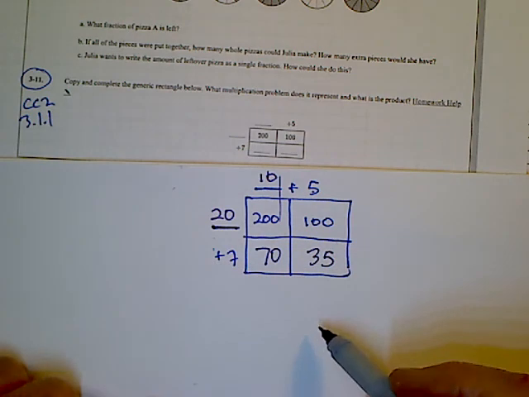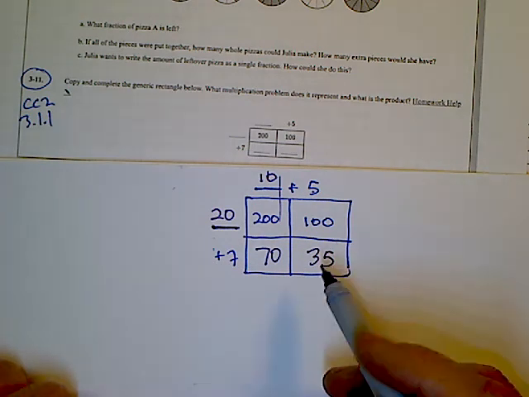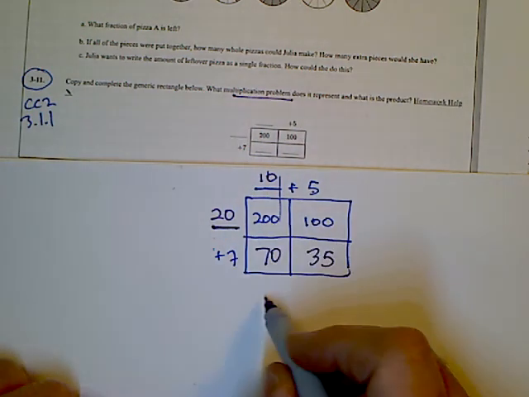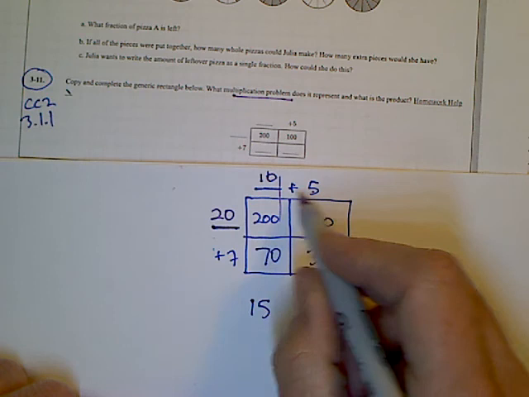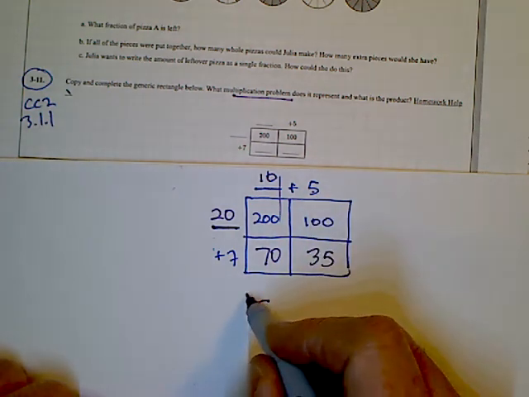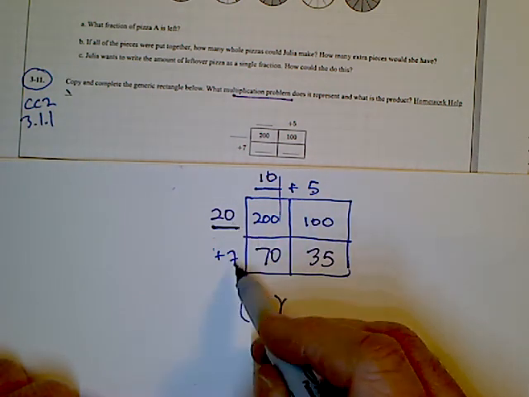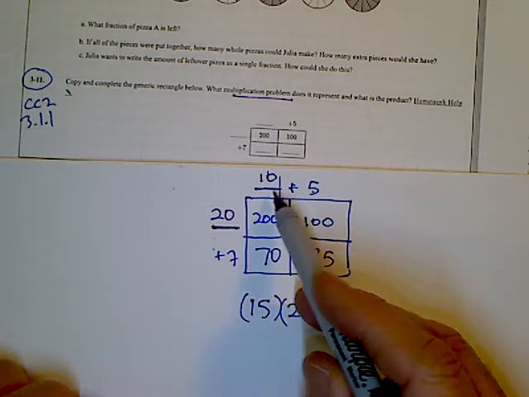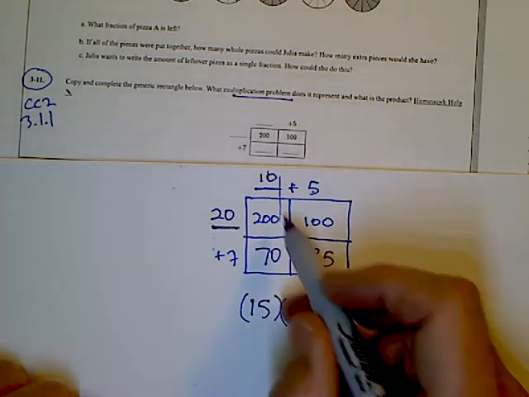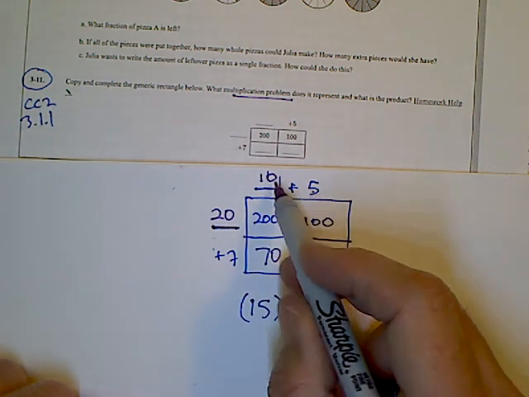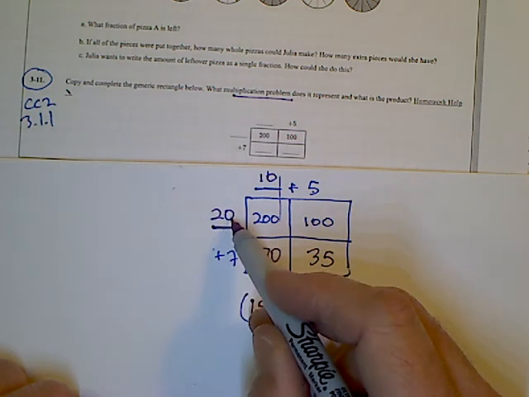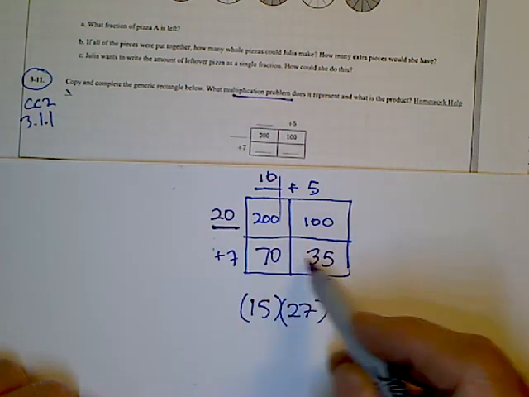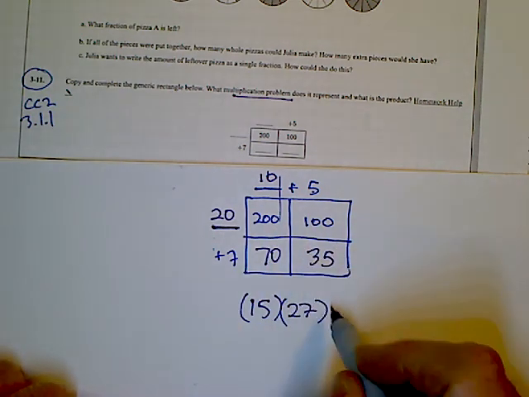So that's filling in the generic rectangle, but it wants us to know what we just did. What multiplication problem did this represent? Well, it represented the top number, 10 plus 5 is 15. So this represented 15 times 20 plus 7 is 27. So the multiplication problem it represented was 15 times 27. Because we took the tens and separated them from the ones, the 2 tens make 20 separated from the 7 ones, and you multiply in parts. That's the generic rectangle.